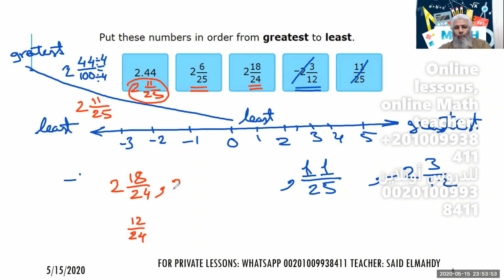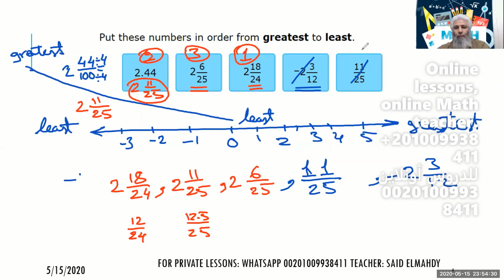Here we have 2 and 11 over 25, because half of 25 is 12.5. So 11 over 25 is less than 1/2. So this is less than this. 11 over 25 is less than this because 18 over 24 is greater than 1/2. And 2 and 6 over 25 is less than that. This is the greatest. And then this one, 3, 4, 5.